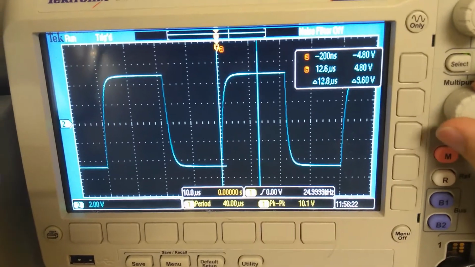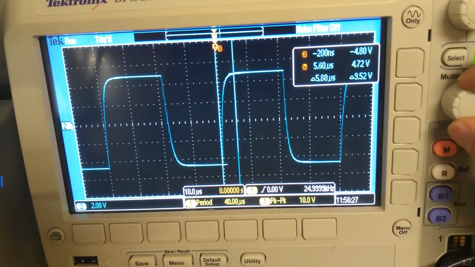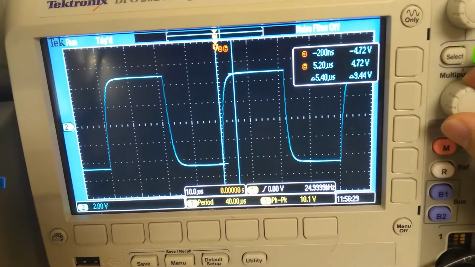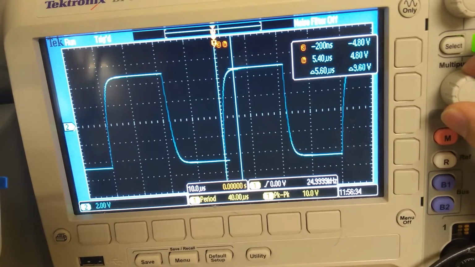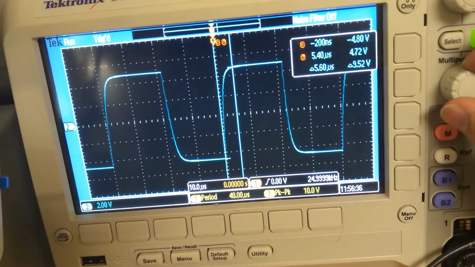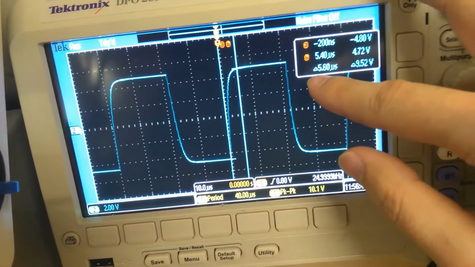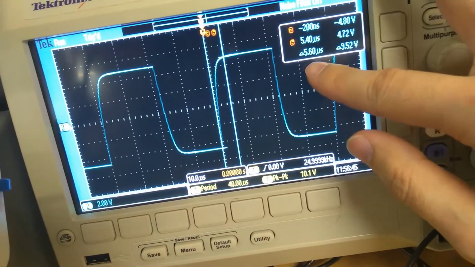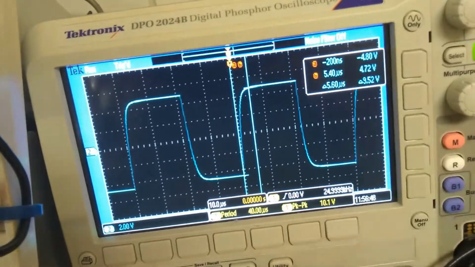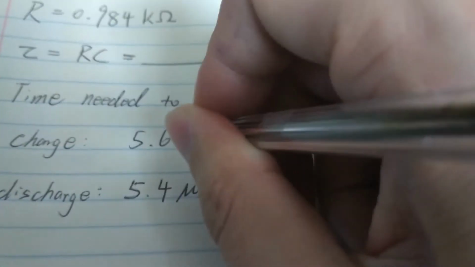Okay. Move to the left. Yeah, so almost at this point. So the time needed to fully charge is about 5.6 microseconds. So we put it here, 5.6 microseconds.